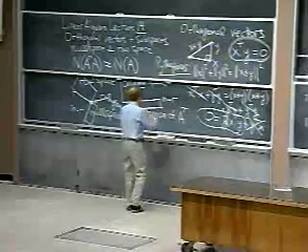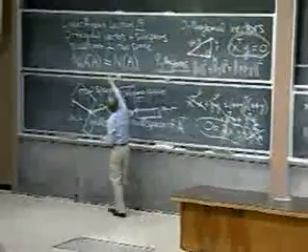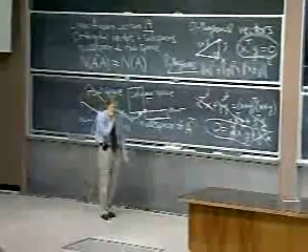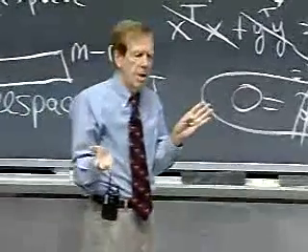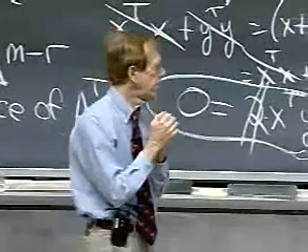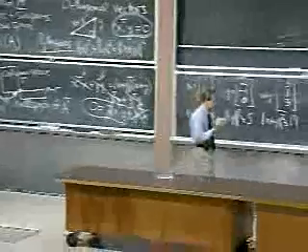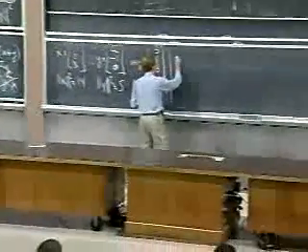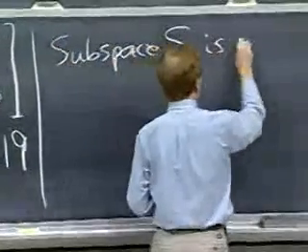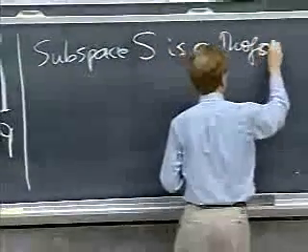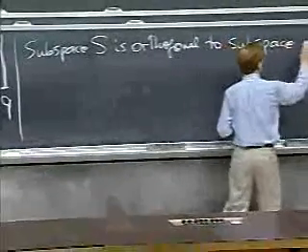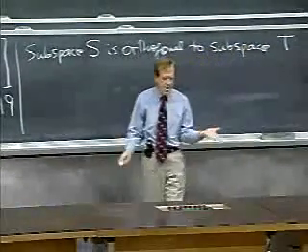But what I now want to speak about is subspaces. What does it mean for me to say that some subspace is orthogonal to some other subspace? Okay, now I've got to write this down, because we're defining: subspace S is orthogonal to subspace, let's say T. So I've got a couple of subspaces.